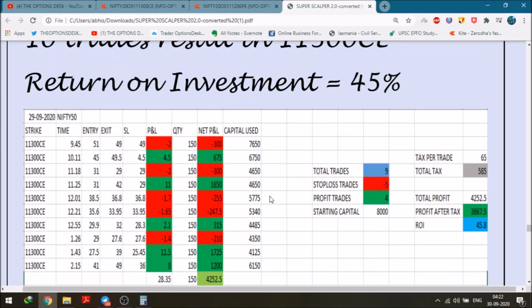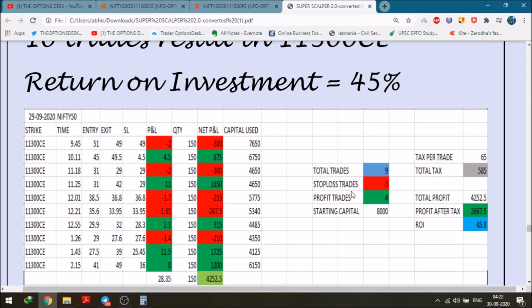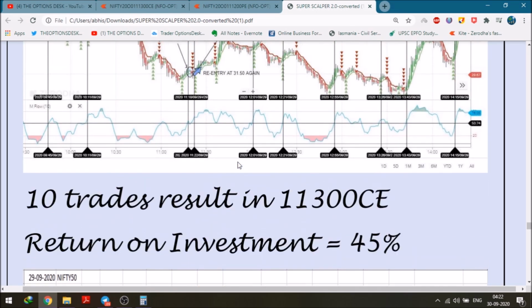So this was the entry. See, there were a total of 9 trades, 5 of them hit the stop loss, but see the stop loss amounts: 2 rupees, 2 rupees, 1.7 rupees, 1.65 rupees, 1.4 rupees. Why? Because of the Heiken Ashi stop loss.